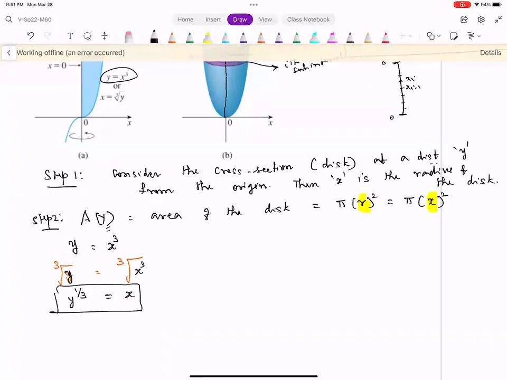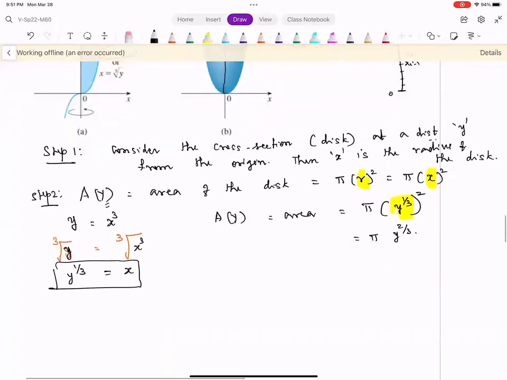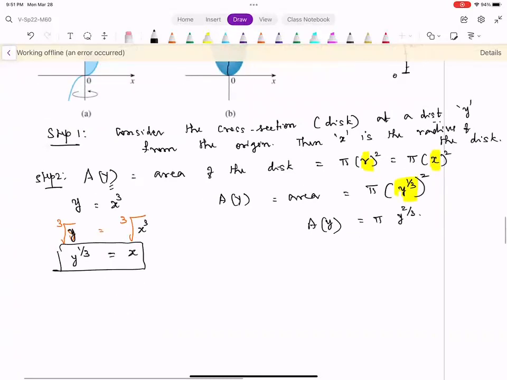If we use that, A of y, the area of the disk, is pi, with x replaced by y to the 1/3, and you have the square for x. I'm just substituting for x in terms of y. So it is pi y to the 2/3. Right? So A of y is pi y to the 2/3.